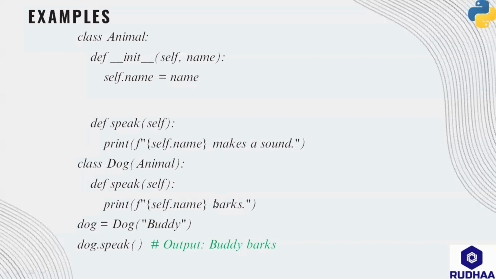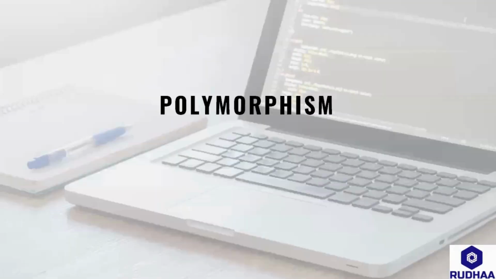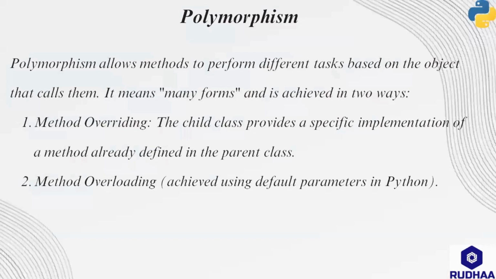So this is an example of inheritance. The next is polymorphism. Poly means many, and morphism means it will take several changes. It will have many forms. So that is polymorphism. Polymorphism allows methods to perform different tasks based on the object that calls them. So it will take many forms and perform the task whenever it is called. So polymorphism means many forms.